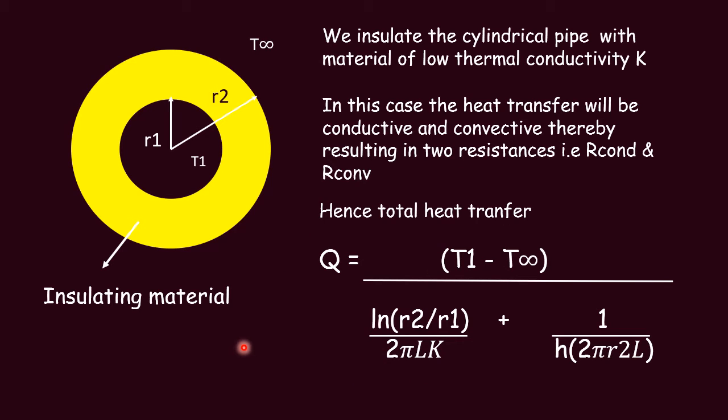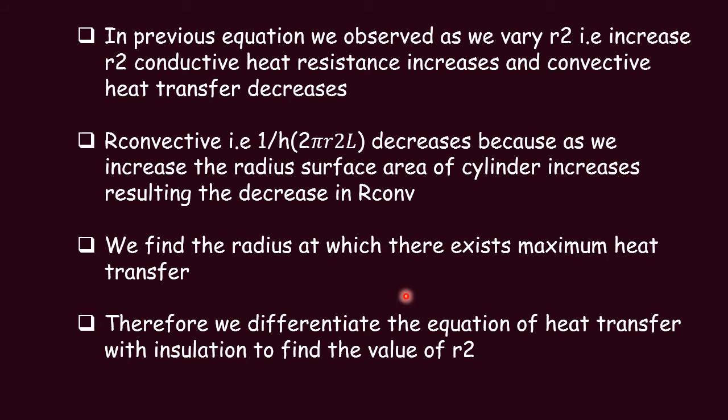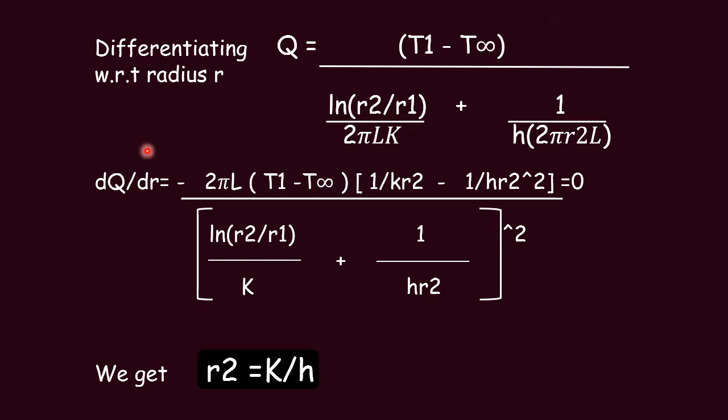So, according to the definition of critical radius, it is the radius at which maximum heat transfer takes place. So, in order to obtain the value of critical radius, we differentiate the equation of heat transfer. Now, by differentiating this equation with respect to r, we get dq by dr and we equate it to 0 and thereby get the value of r2, that is the critical radius, that is k by h, where k is the thermal conductivity and h is the convective heat transfer coefficient.